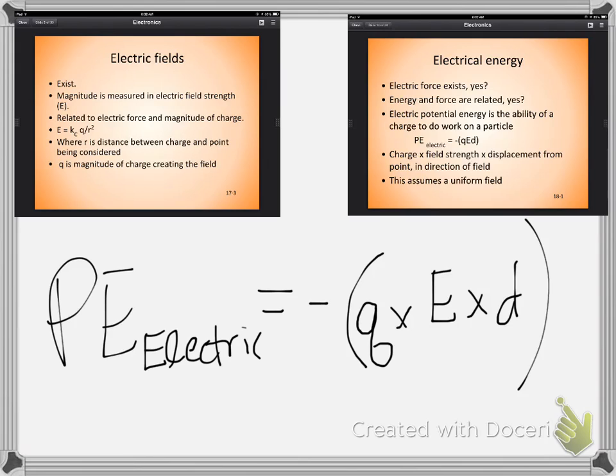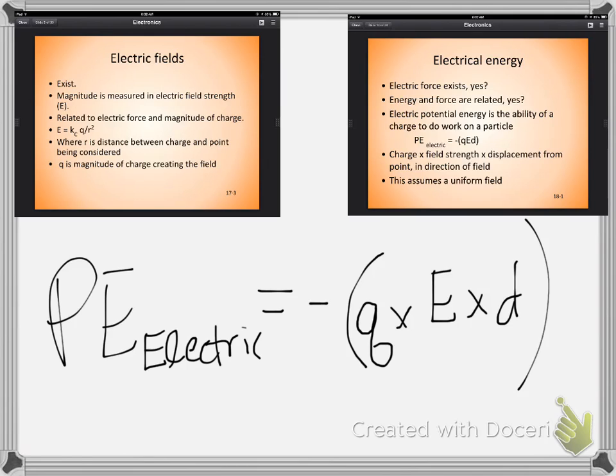What do you need to know? Potential energy is directly related to the magnitude of the charge and how strong the field is and how far away you are from it. So, the bigger the charge, the more potential energy. The closer you are to the point charge, the more potential energy. The stronger the electric field, the more potential energy. That's all you need to know, and that's more than enough for most of you. It's too much for some of you.